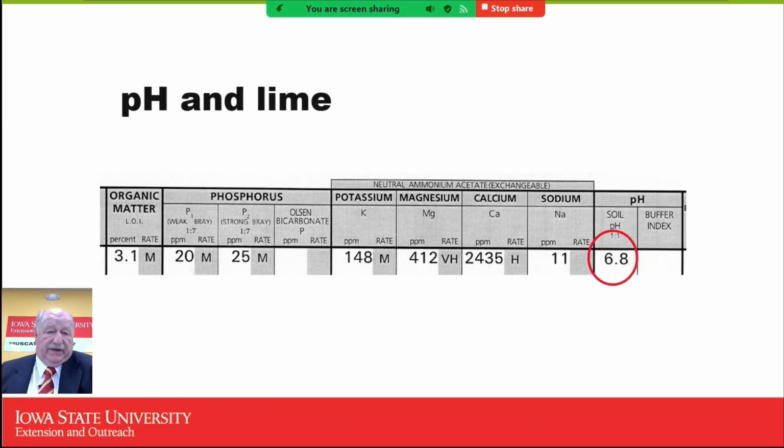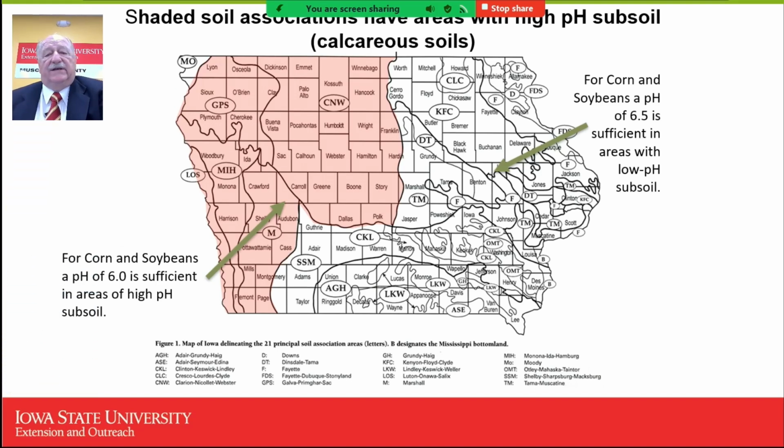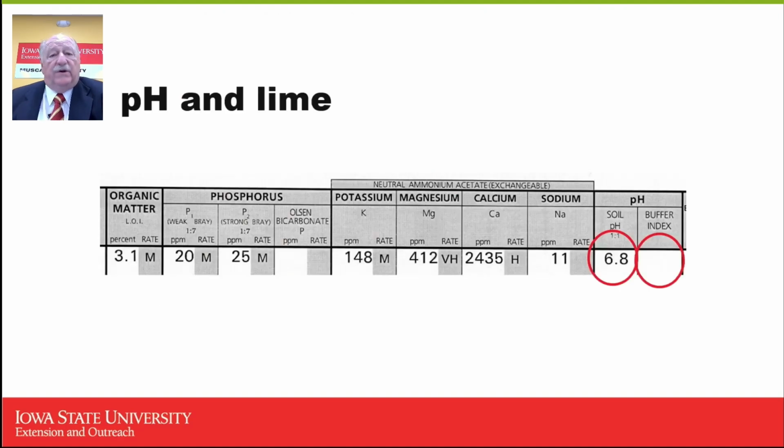Now, what should it be? If you go back to page 12 of PM 1688, you will see this graphic. And basically what it says is that for the southeast two-thirds of Iowa, we should shoot for a pH of 6.5 minimum for corn and soybean production. And in the northwest, about a third of the state, 6.0 is adequate here. Well, we're at 6.8. And so we don't need to make any adjustments to pH.